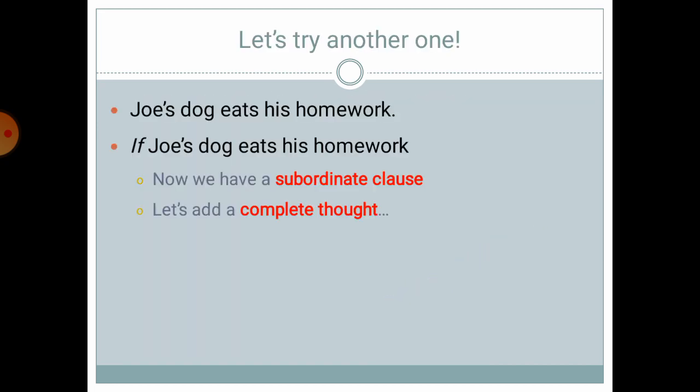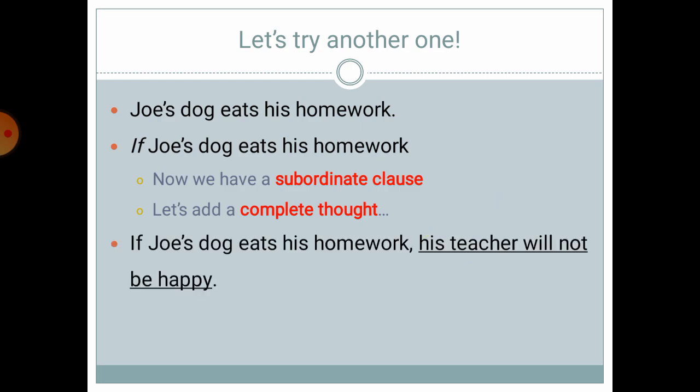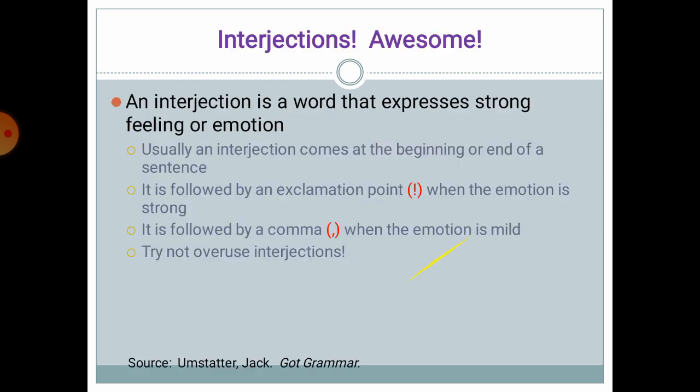Let's try another. Joe's dog eats his homework. If Joe's dog eats his homework, now we have a subordinate clause. Let's add a complete thought. If Joe's dog eats his homework, his teacher will not be happy.